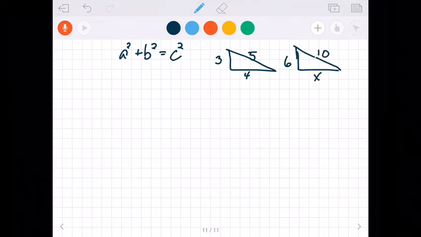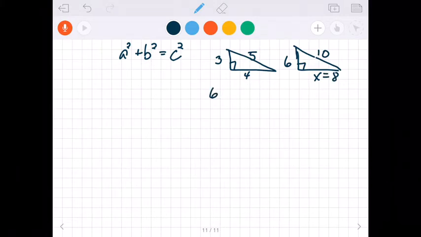What if you had this? How could you find x? Well, you could find it using the Pythagorean theorem. Or you could recognize this is just a multiple of my special right triangle, the 3, 4, 5 triangle. Everything's multiplied by 2, so x would equal 8. But let's just check it and make sure.